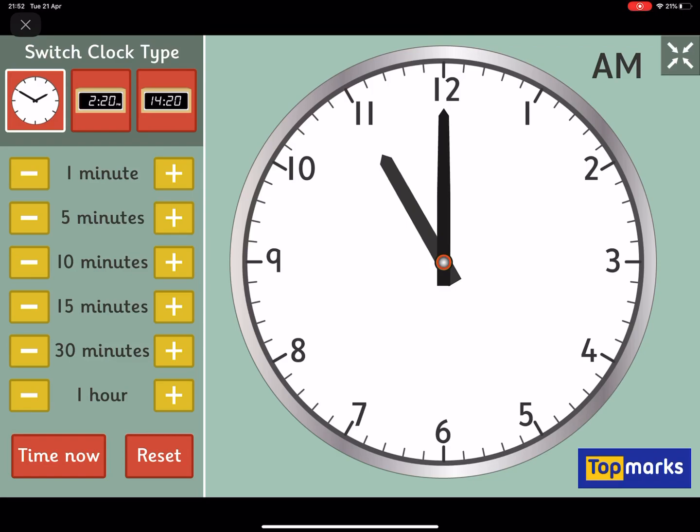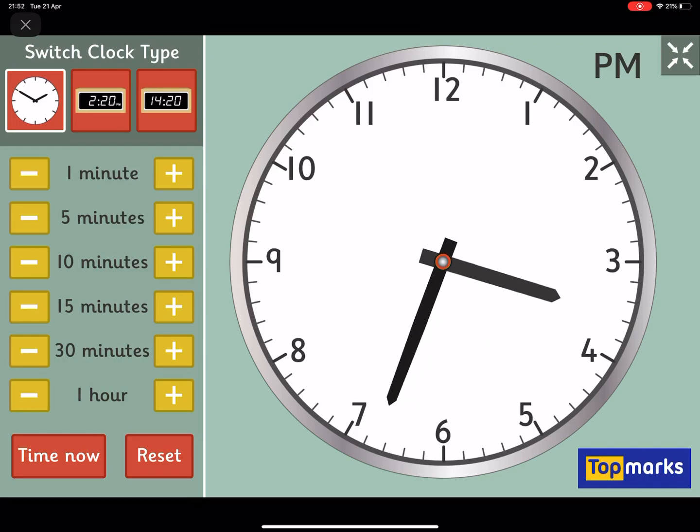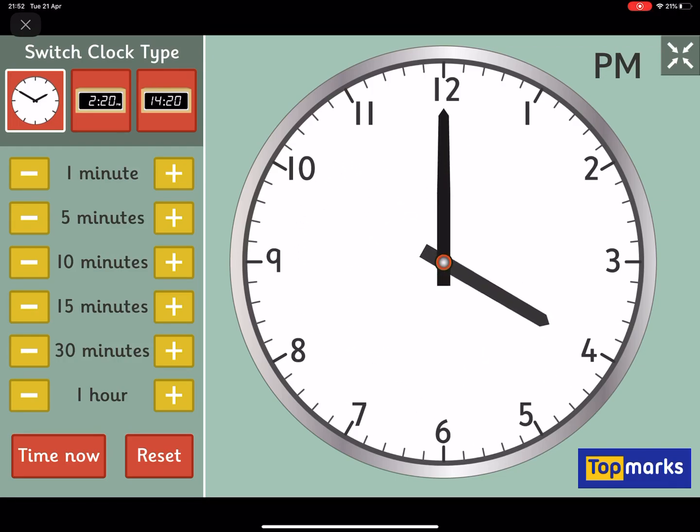Right, let's try another one. Okay, and pause the video now. Okay, did you pause it? The time, I hope you got it right, is 4 o'clock. And again, we know it's 4 o'clock because the hour hand is pointing to the 4 and the long minute hand is pointing to the 12. So it's 4 o'clock. Let's do one more of these.